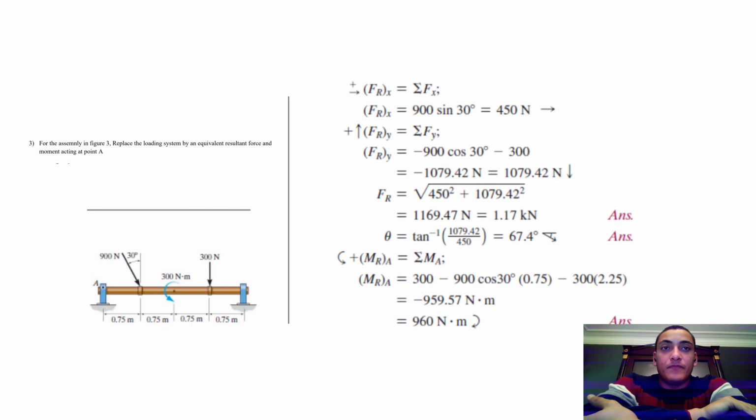So as you can see, the three answers we got were 1.17 kilonewton, which is the FR, and the theta, which is 67.4 degrees, and the moment at point A is 960 Newton meter.